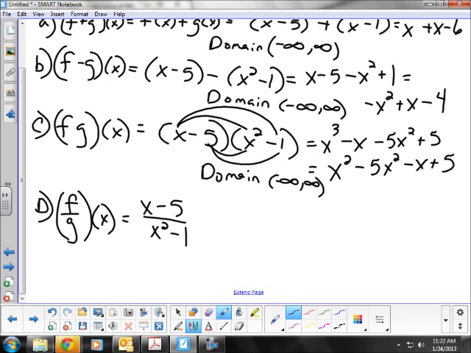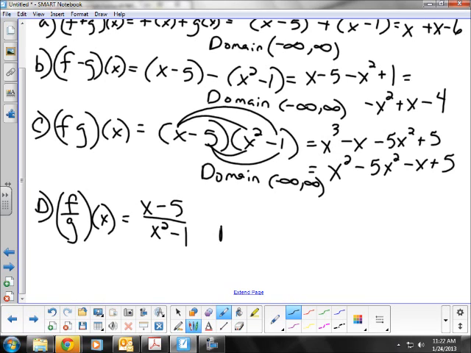I can factor the bottom and make it x plus 1, x minus 1, but it doesn't reduce with anything in the top, so it doesn't do me any good. Absolutely do not cross out your x's if they're attached to a number with a plus or minus sign behind them. They cannot reduce this.